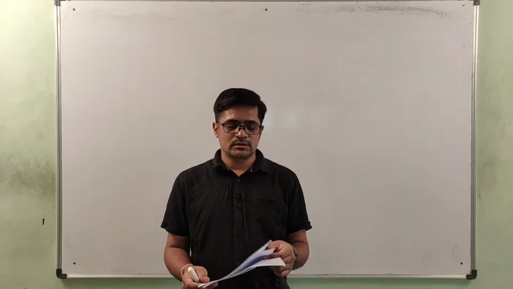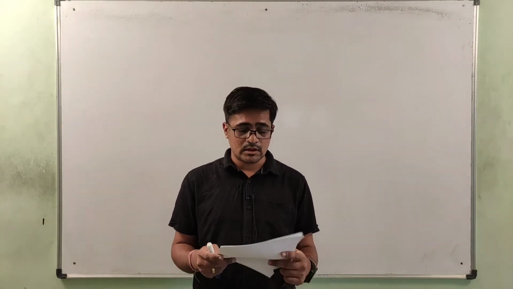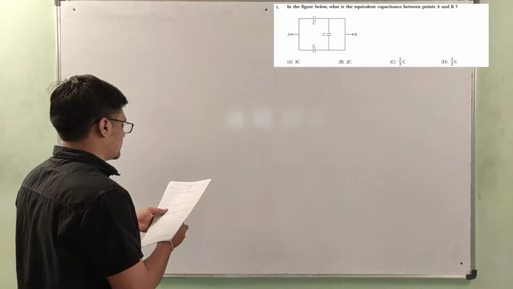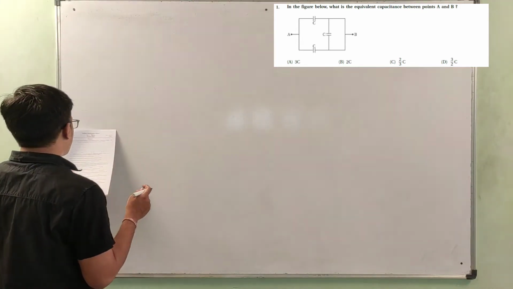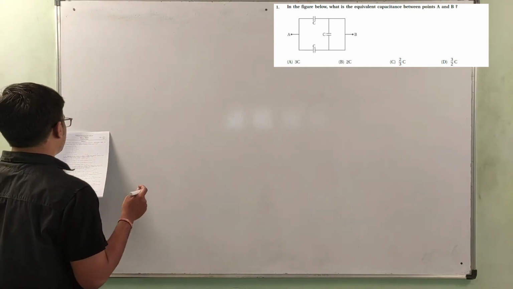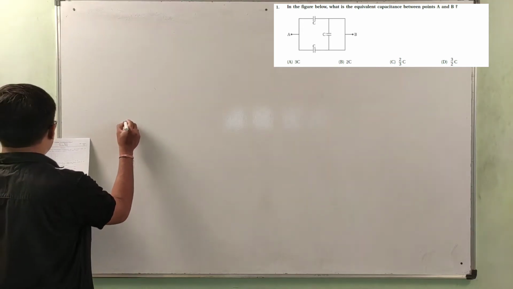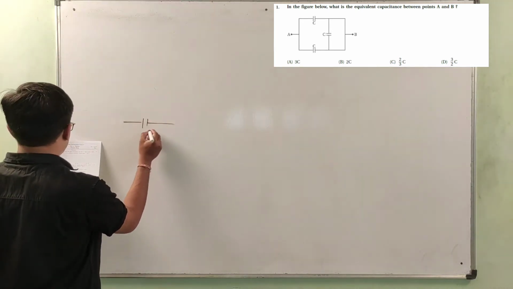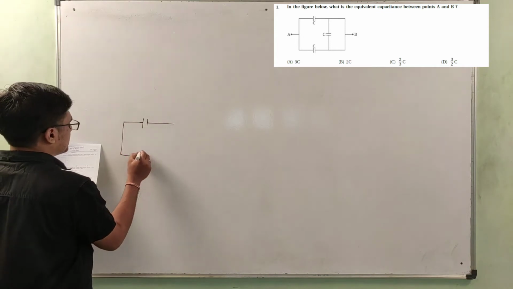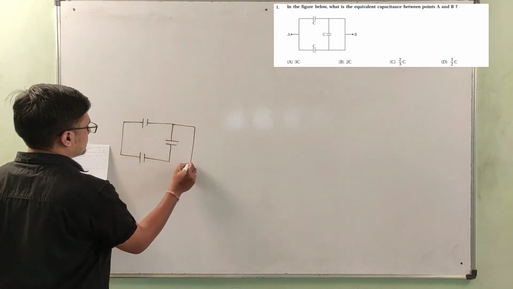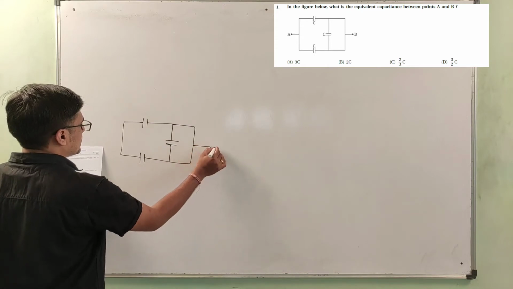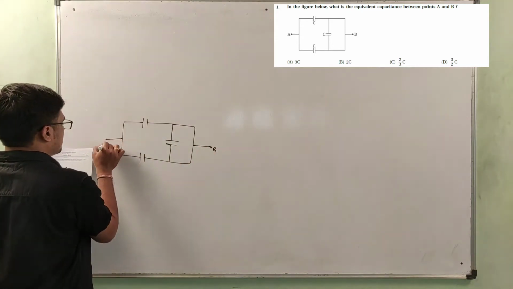Last time we already solved the MCQs of chapter number 1. So see this MCQ number 1. In this figure below, what is the equivalent capacitance between point A and B? The figure is given. 3 capacitors are connected in this manner, and what is the equivalent capacitance between A and B?